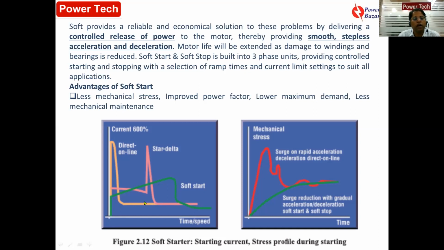This will be like this. But if I employ a soft starter, it will have reduced starting torque. Current will accelerate slowly. The current will not go up like 6 times as in star delta. It will ramp up slowly and again it will reduce. So this is known as soft starter control.